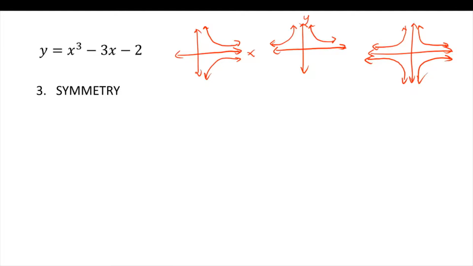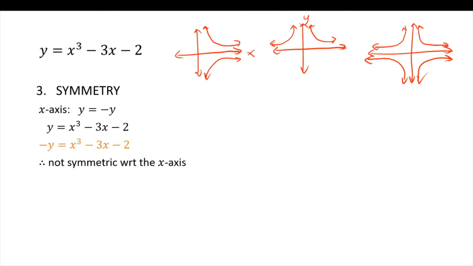So to determine if there's symmetry, say with respect to the x-axis, what we need to do is to replace y with negative y and check if the resulting function is the same as the original function. In other words, if we replace y with negative y and the function is unchanged, then we have symmetry with respect to the x-axis. So initially we have y equal to x cubed minus 3x minus 2. Replacing y with negative y will result to this equation. If we compare this to the original equation, obviously it's different. Therefore, we can say that it's not symmetric with respect to the x-axis.